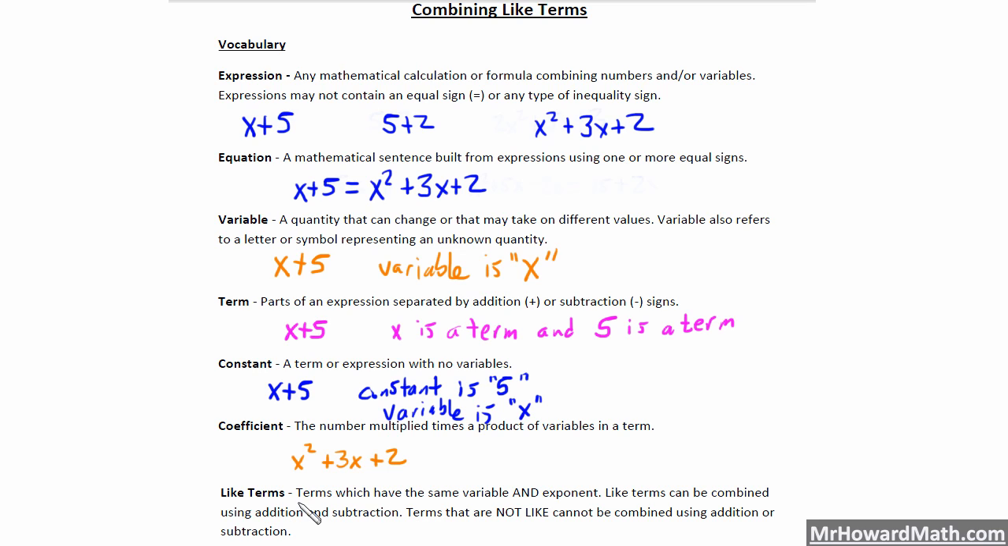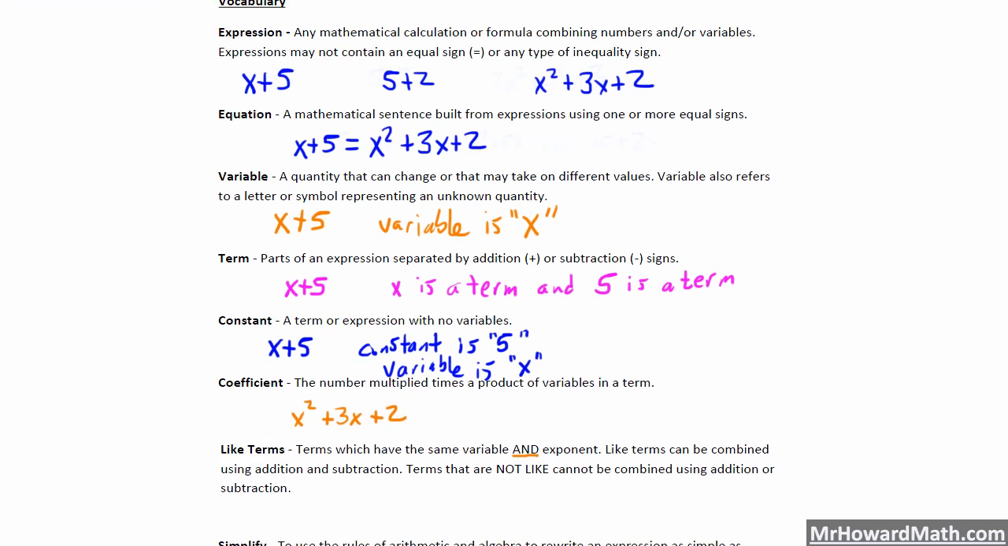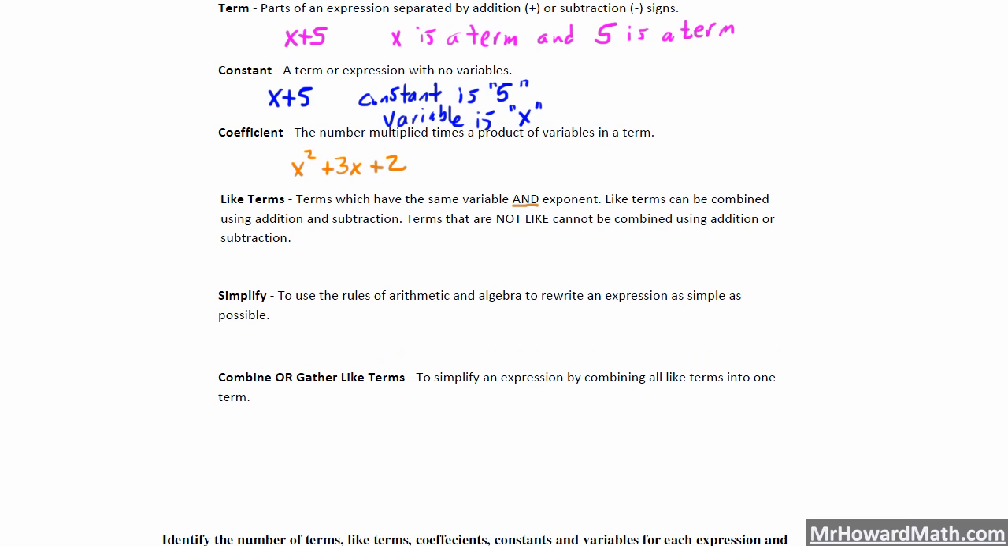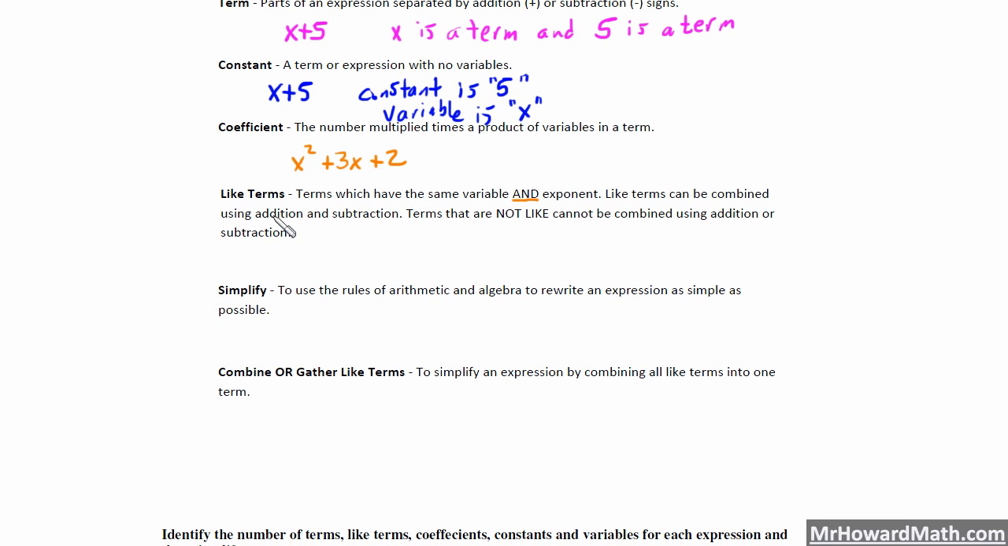Next, we have like terms. Like terms. Terms which have the same variable and exponent. Make sure we understand that. Variable and exponent. Like terms can be combined using addition and subtraction. On the other hand, terms that are not like cannot be combined using addition or subtraction. Okay, I'm going to scroll this down so that we can see this better.